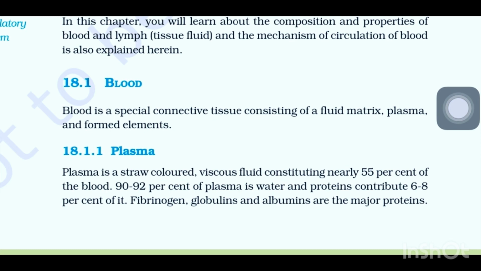You can see, for example, your bone, right? The matrix of your bone is composed of calcium salts, keeping it very strong, like your teeth. But in the case of blood, you see the fiber matrix is absent. Instead, they have a fluid matrix, which makes them different from the other connective tissues.